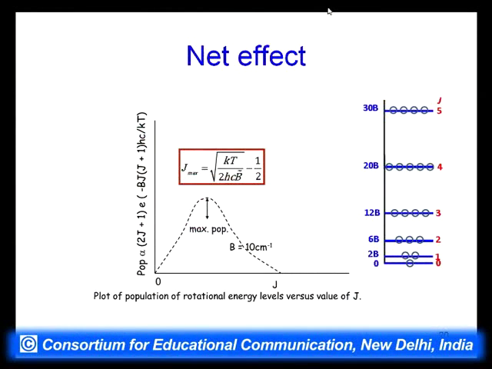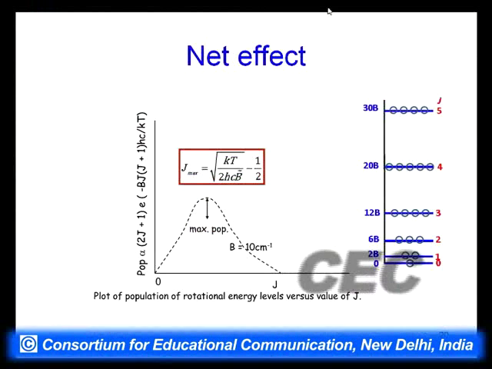So, depending upon the J max value that you obtain, which you see is inversely proportional to the square root of B bar, you find which is the particular line which has the maximum population. And so, this is the expression that you get. If B bar values are small, J max will have a larger value, and if they are large, it will be a smaller value.